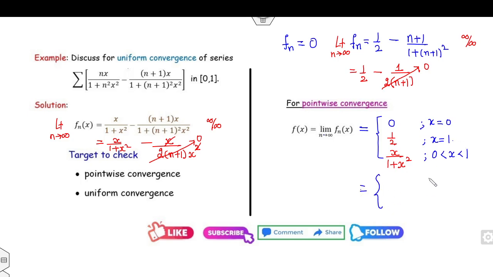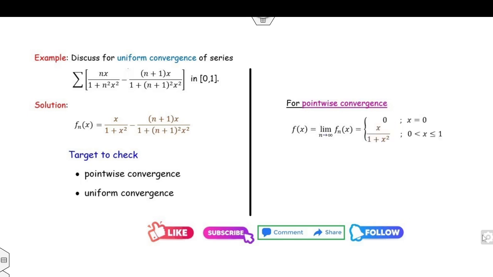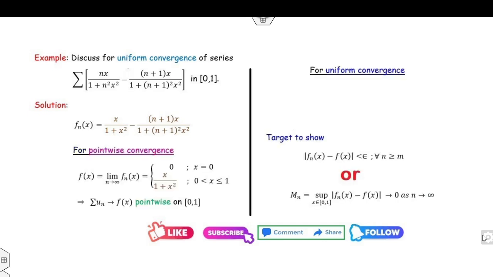So either you can combine the two cases when x is 0 and x is this way. Fine, you can combine them in this manner also. Now, because the limit exists, the series is also pointwise convergent. Now, for the uniform convergence, you can apply either way. So for that, I can first find f_n minus f. This is my f_n(x), and f(x) is this case. If you subtract them, this value will be cancelled. The only expression left behind is this one.